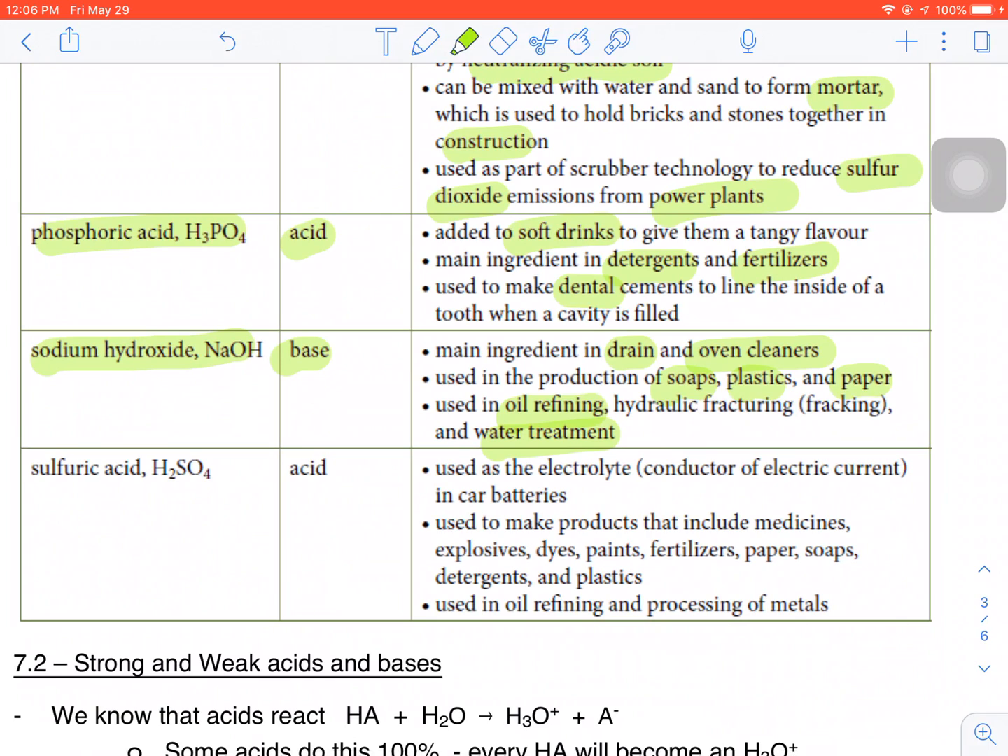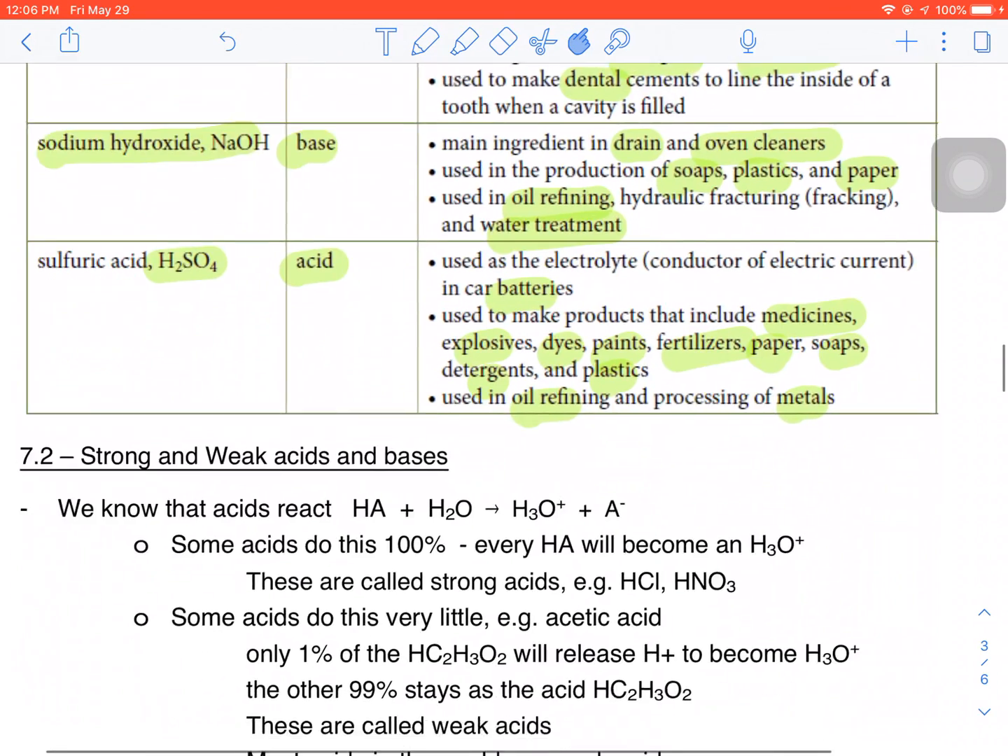Sulfuric acid is sometimes called battery acid because it's in car batteries. It's H2SO4. I see the H at the beginning. It tells me that it's an acid. And again, it's used in a lot of different industries: pharmaceuticals, explosives, dyes, and on and on. Paper, soap, detergents, plastics, used in oil refineries, used in processing of metals and metallurgy. So lots and lots of applications for these acids and bases. So you can see why this chemistry is so important, regardless of which type of industry you're getting into.